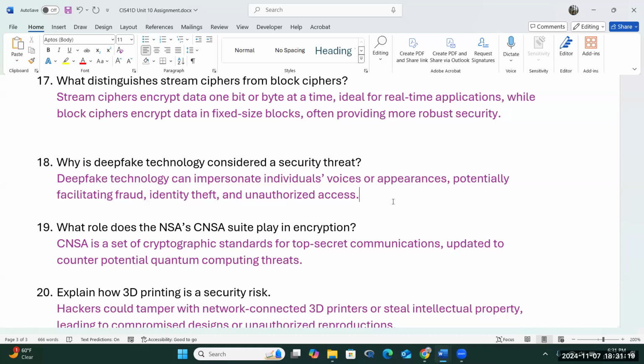Right. Okay. So for the CNSA suite, how this plays into cryptography is that it is a set of standards that's used for top secret communication. And that is going to be updated to counter potential quantum computing attempts to break cryptography. So they already have the countermeasure for that.